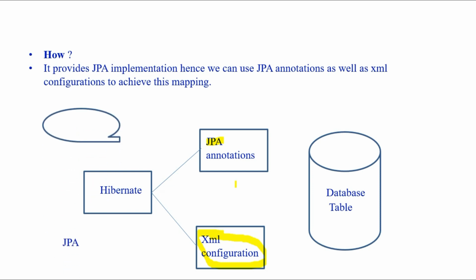The answer is that Hibernate is nothing but an implementation of JPA. JPA is just like an interface and Hibernate is just like a class. JPA provides you some interfaces defining what to do, but how to do it is actually defined by Hibernate. So this is an implementation of JPA. Hence you are able to use the JPA annotations while mapping your objects to your database tables.